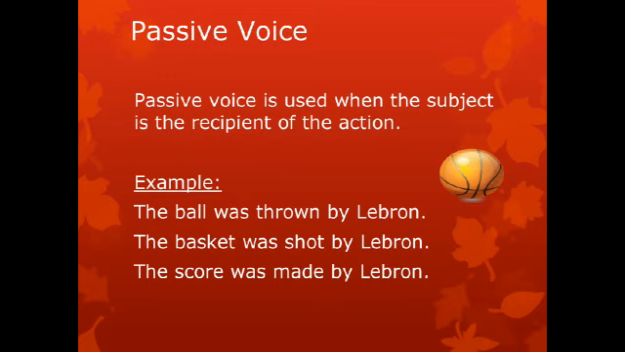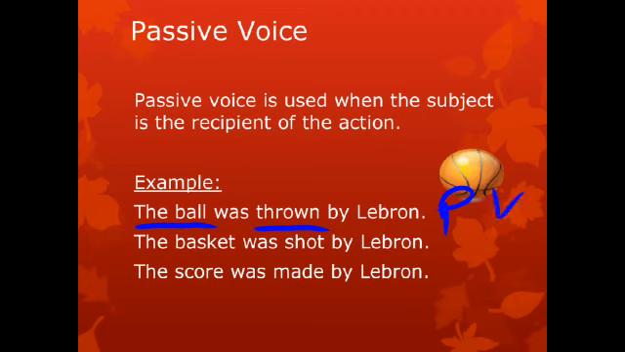Here the ball is the subject of the sentence. So what is the subject, ma'am? The subject is the first part of the sentence. Here the ball is the subject and thrown is the verb, the action word. The subject in this sentence is not doing the action. It is receiving the action. This type of sentence is called a passive voice sentence.